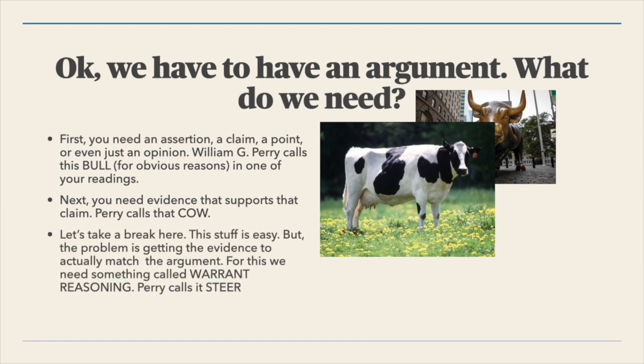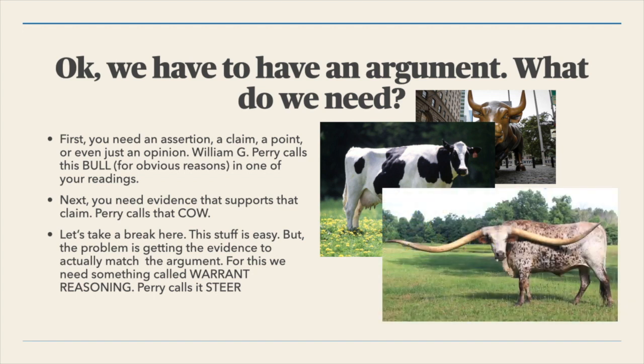Let's take a break here. This stuff is easy. No, it's not. The problem is getting the evidence to actually match the argument. For this, we need something called warrant, reasoning, or an explanation is an easier way of doing it. Perry calls this stuff steer. Okay, it's what holds everything together. And notice the giant horns here to hold it all together. Okay, the steer explains how the evidence supports the assertion or claim.